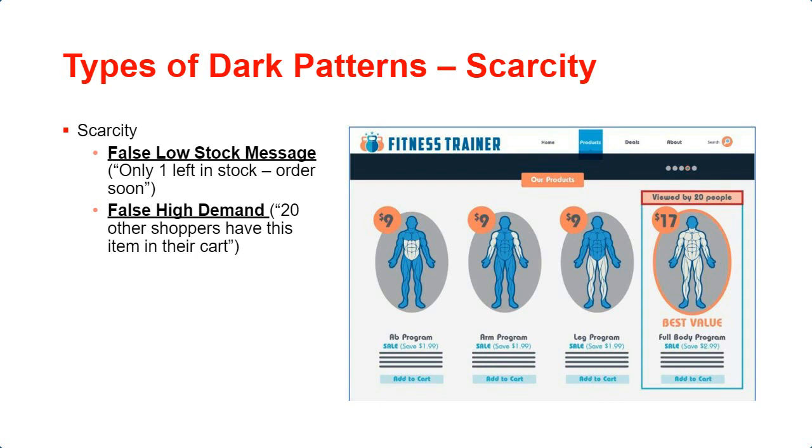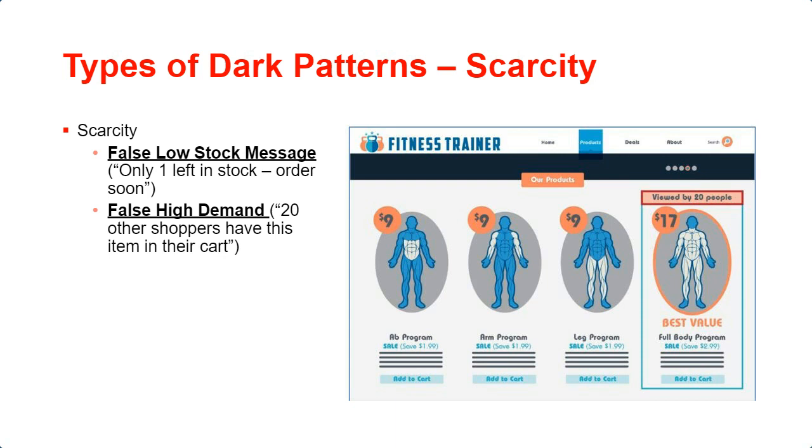All right, so the next type of dark pattern that we'll talk about is scarcity, and two of the big subsets of that are the false low stock message: only one left in stock, order soon. Again, I go back to the example of my kids who really want this toy for their birthday, for Christmas, for whatever, and I'm trying to find it, and I found it, but there's only one left. Now, as Trent mentioned, and a theme throughout all of these, if they're true, then it's likely fine.